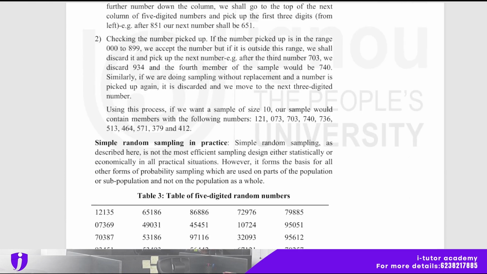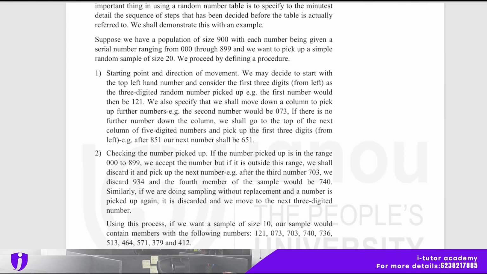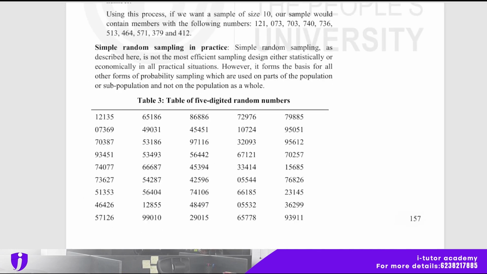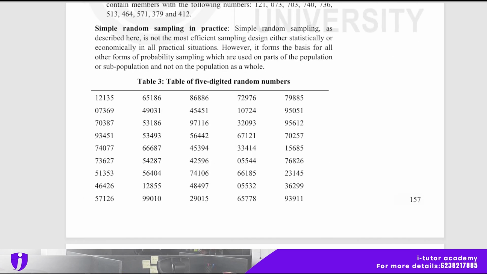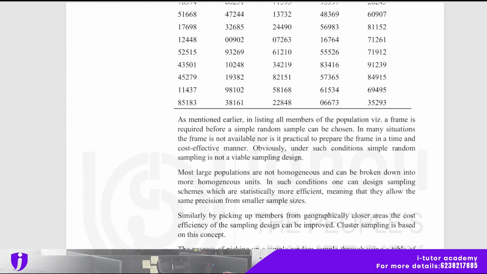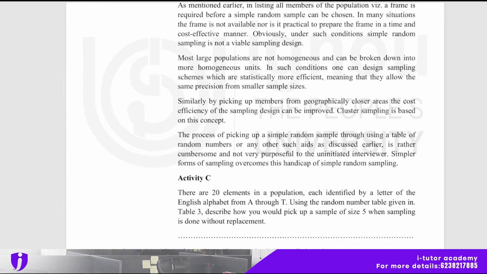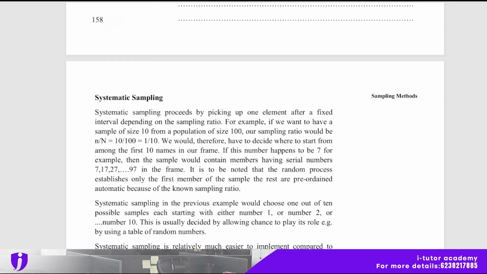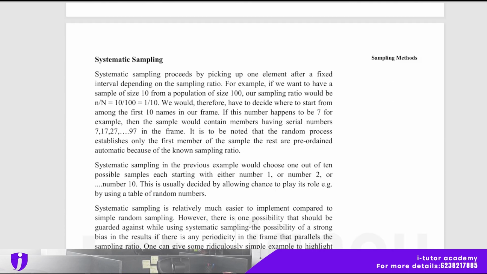Here is the table, and suppose we have a population of... this is an example based on the table also here. The table of 5-digit random numbers is here, so you just go through it. Just practice will help you for more understanding. Okay, the activity is also here.